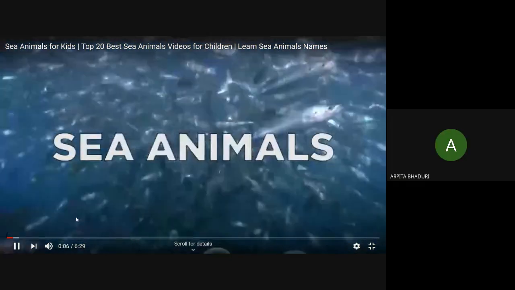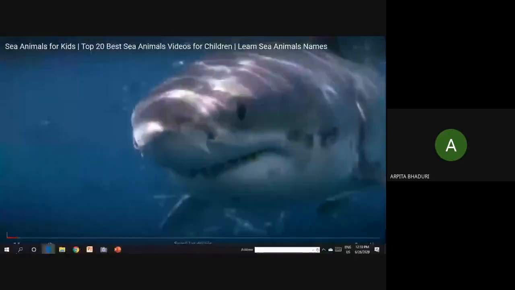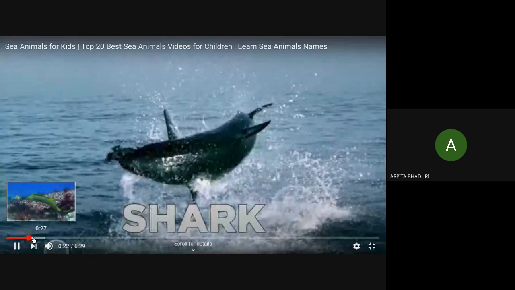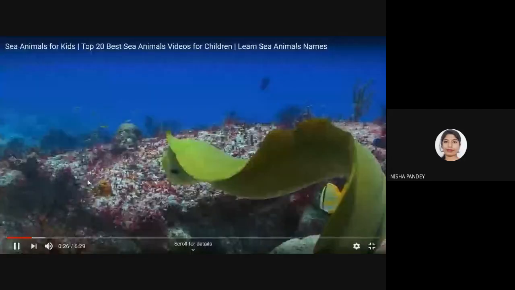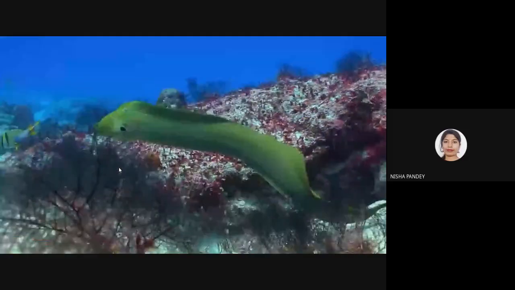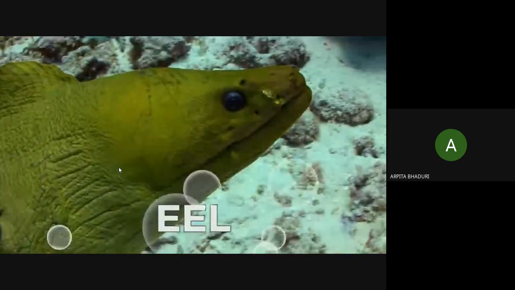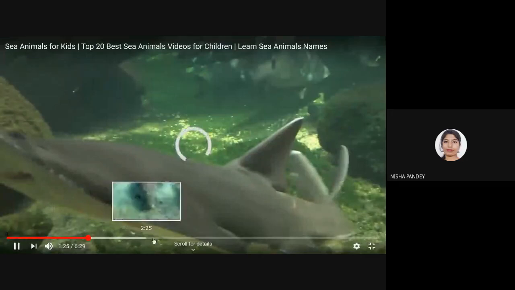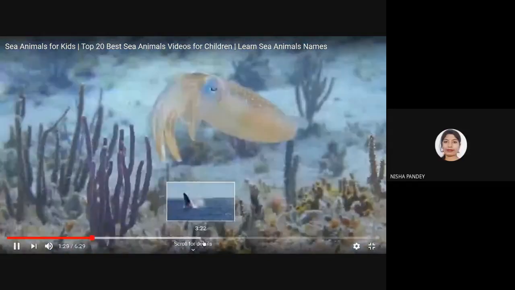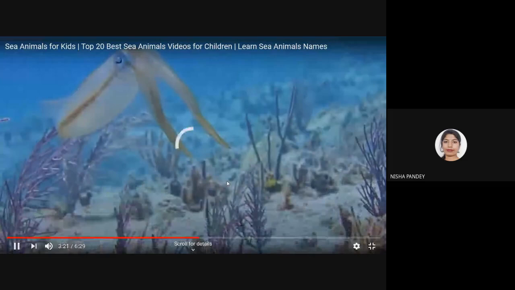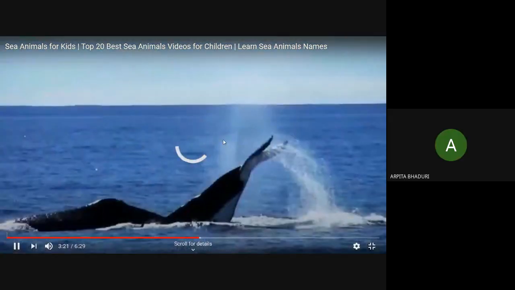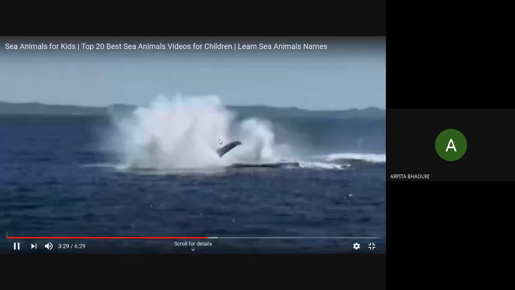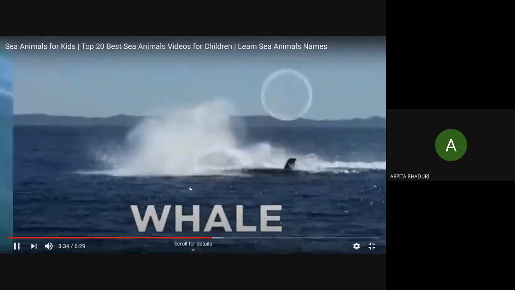Sea animals. This is the dangerous shark. Oh, this is the whale. Shark. Now, this is also a shark. It comes like this. Now, tell me what this is. Can you tell me? Eel. Yes, it is the eel. And tell me what this is. This one shark. Whale. No, it is the whale.